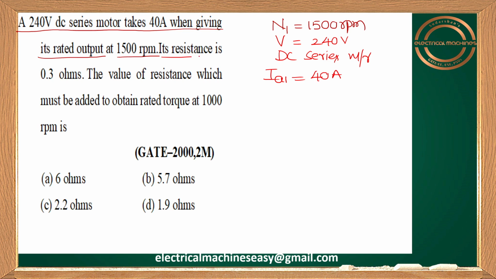Now, its resistance. Generally, a series motor means I can draw a diagram like this. It's a series motor, having the armature resistance inside, and I can show the RSC value here, plus minus V, IL, ISC, and I can say IA value, RSC value.